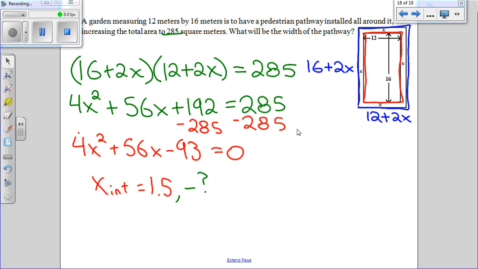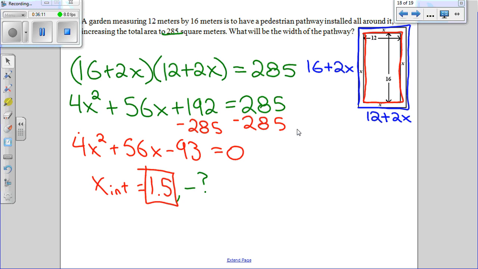At the end of the day, these questions are about the setup more than anything. If you can set it up, I'm convinced you can solve it using one of your methods. You have 4 of them, right? 1.5. That's good. That's the answer. So what's the width of the pathway? Yeah, 1.5. That's it. Now they could spin that into a whole other ballpark of things, right?